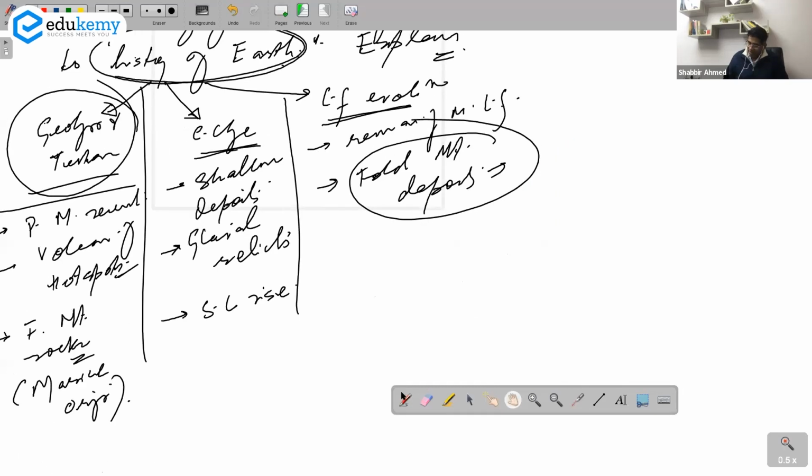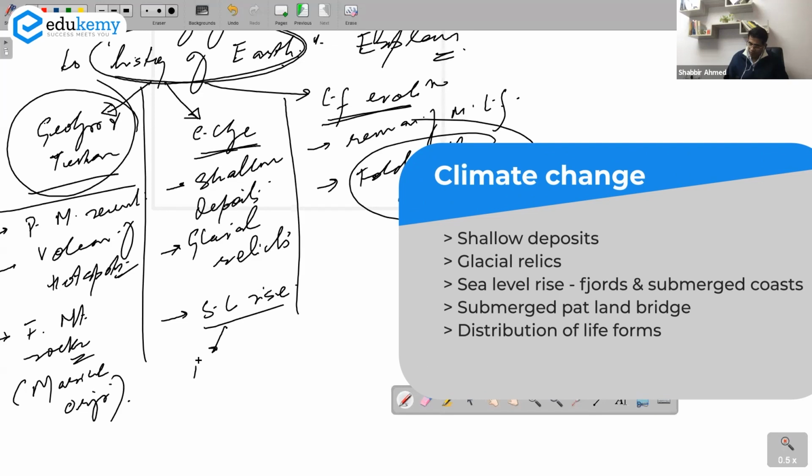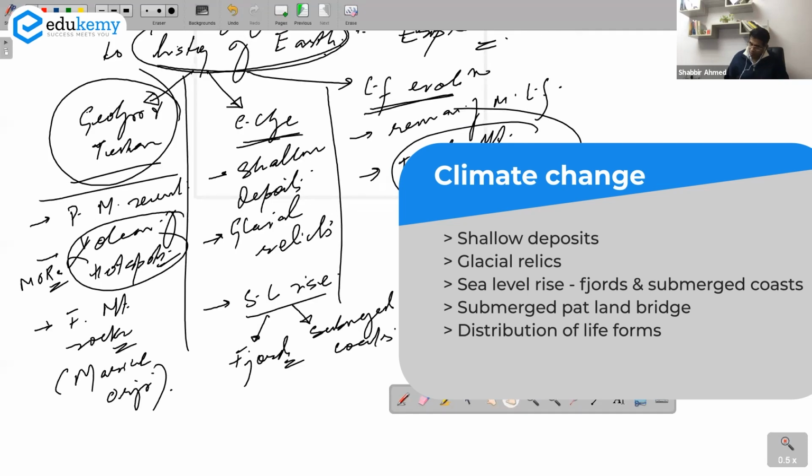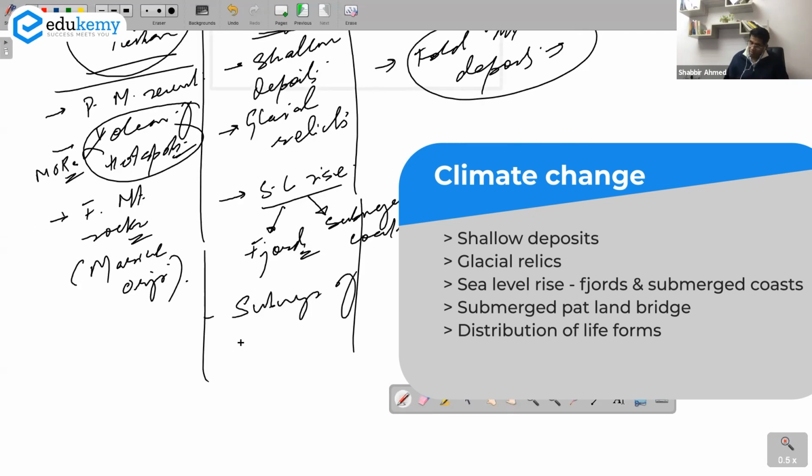Here also fold mountain rocks will come, because these rocks are of marine origin. Talking about sea level rise, you will refer to fjords, you will refer to submerged coasts. Linked to climate change, you can also add submergence of past land bridges and the distribution of life forms.